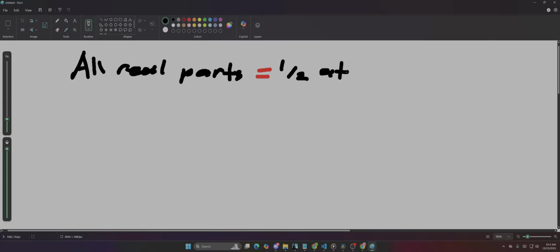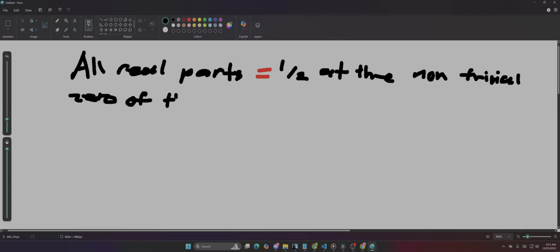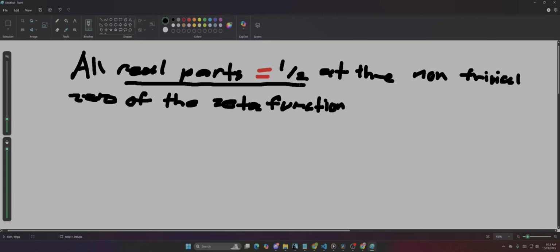at the non-trivial zero. All real parts equal 1/2 at the non-trivial zeros of the zeta function. If you can even read my handwriting. That is Riemann's hypothesis. And so this basically has implications for real numbers.